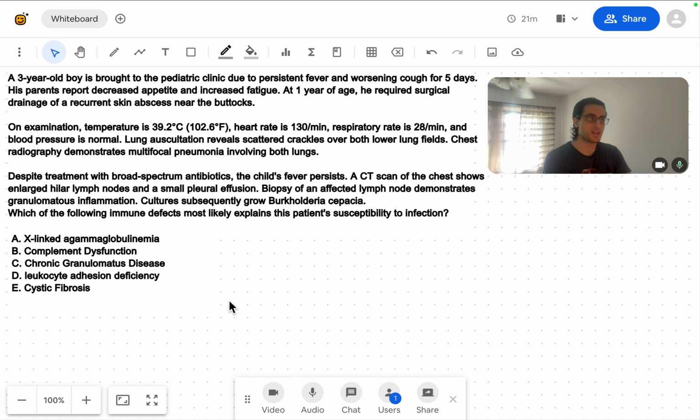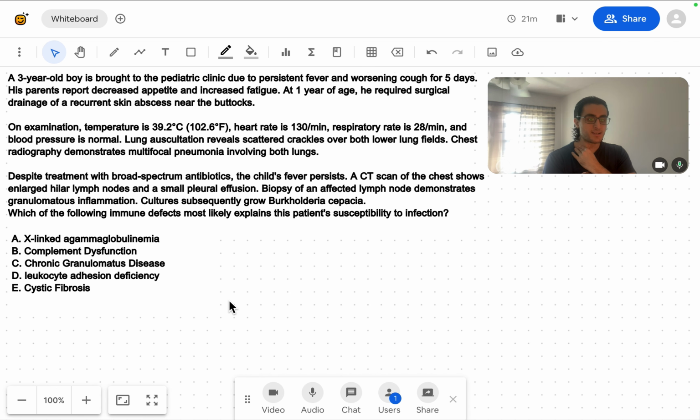Okay, so we have a young patient. He's 3 years old, and he's having fever and cough, and he had an abscess before, and he has an infection with B. cepacia, which is a catalase positive bacteria. With that being said, let's go over the answer choices and see what we got.